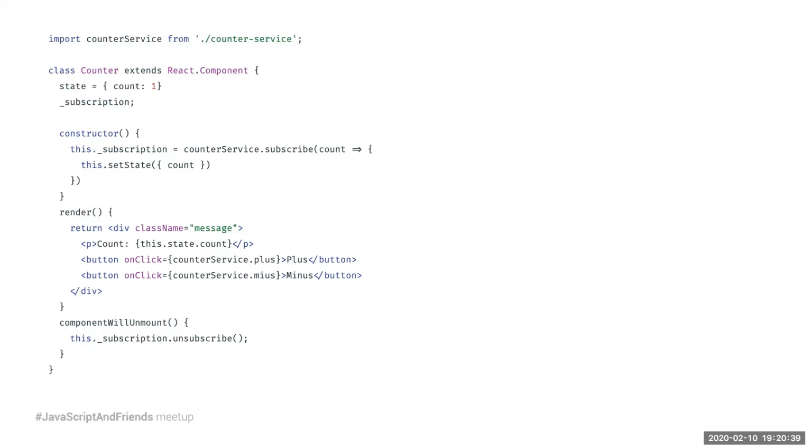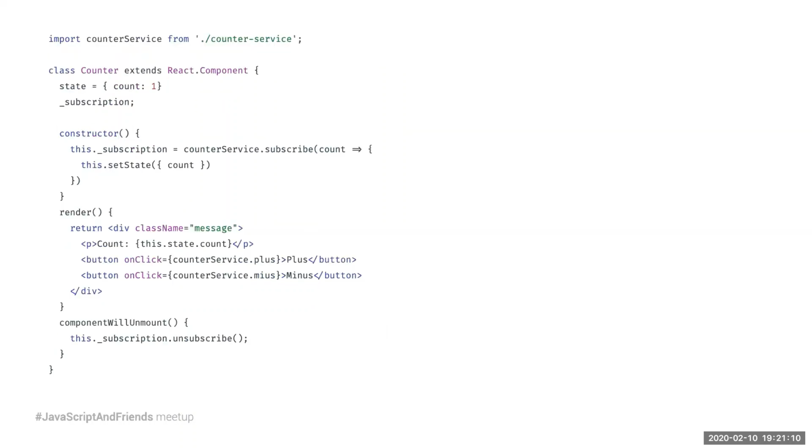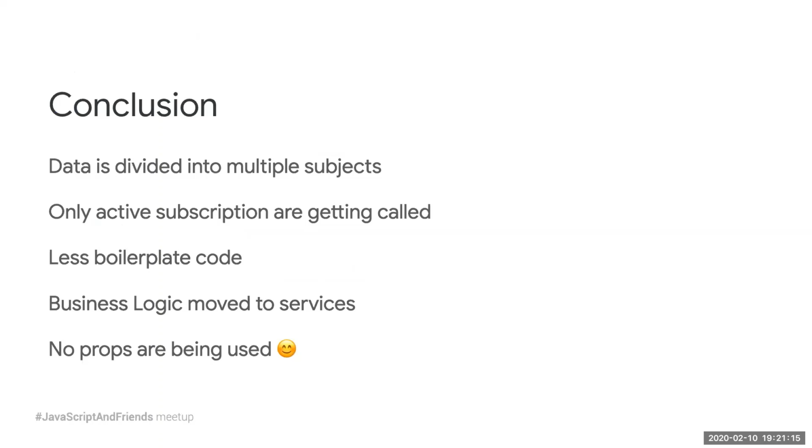This way, I completely removed Redux from the picture, which removed the dependency on props, and it simplifies my UI, which only contains a subscription and the UI. All my business logic is moved to the service, which we are writing, and these services are independently testable. So I can test my business logic separately and my UI separately based on the data I've created for my services. So in conclusion, my data is now divided into multiple subjects.